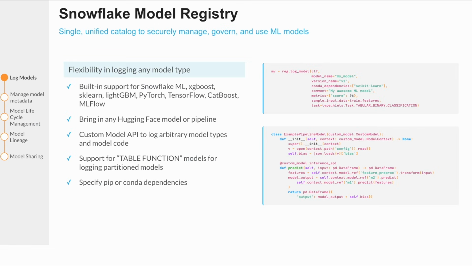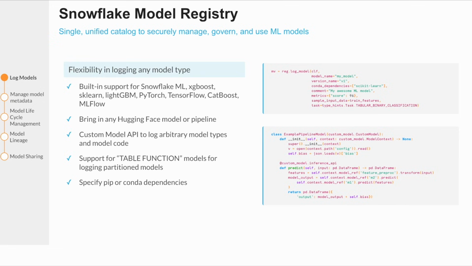So Snowflake's Model Registry is a single unified catalog to securely manage, govern, and use ML models. It offers built-in support for popular frameworks like Snowflake ML, XGBoost, scikit-learn, and more. You can also bring in any Hugging Face model or pipeline and use the custom model API to log any arbitrary model type along with its code. It even supports the table function models, which are useful for logging partition models. Additionally, you can specify pip or conda dependencies to ensure your model environment is fully reproducible.